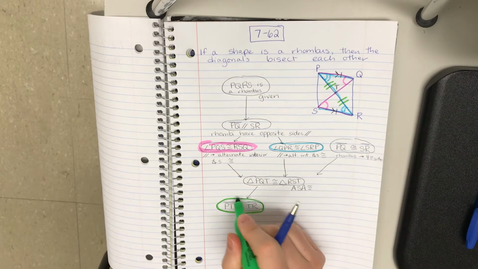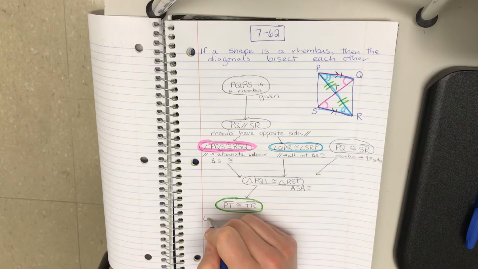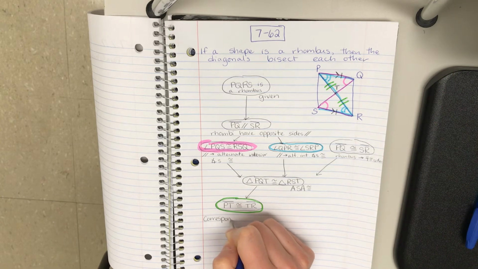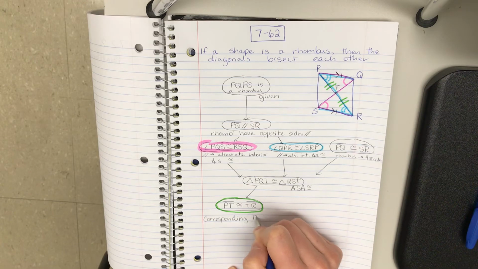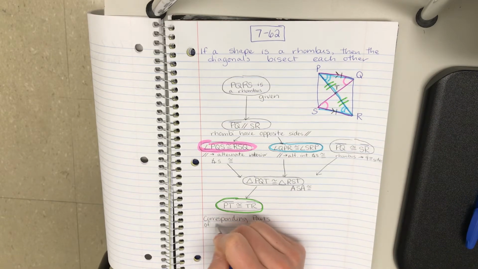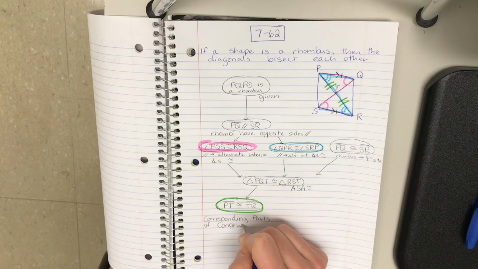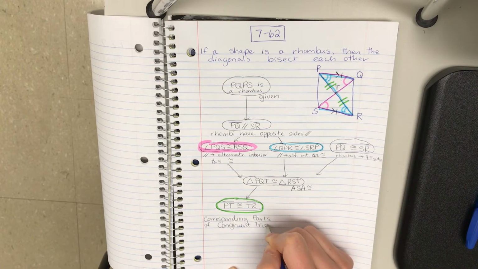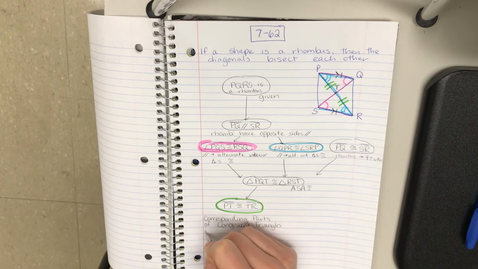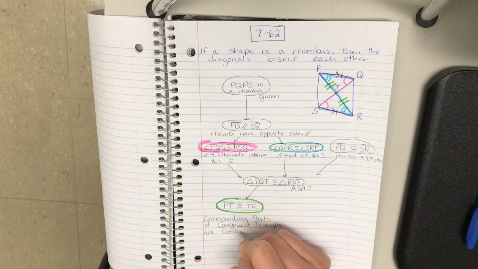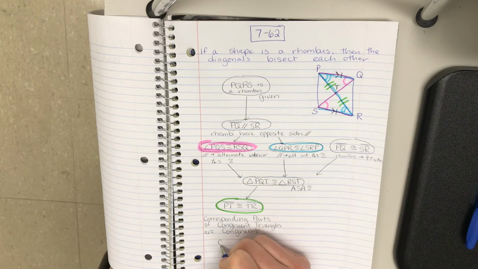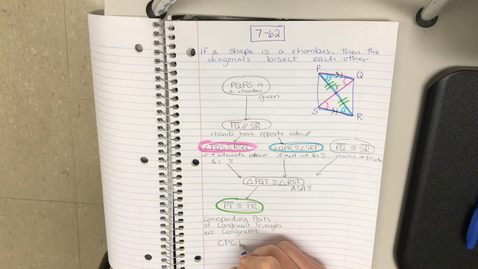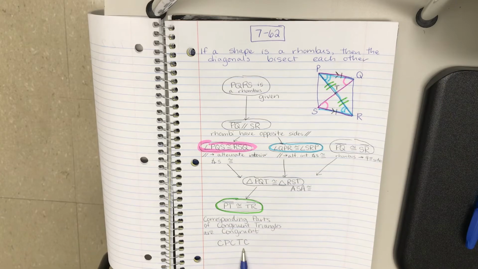Because once we prove that triangles are congruent, we can say corresponding parts of congruent triangles are congruent. Okay, the shortcut for that is CPCTC. And you can use that shortcut when you have these words memorized. So make sure you know it means corresponding parts of congruent triangles are congruent.